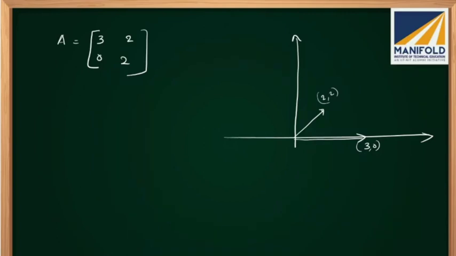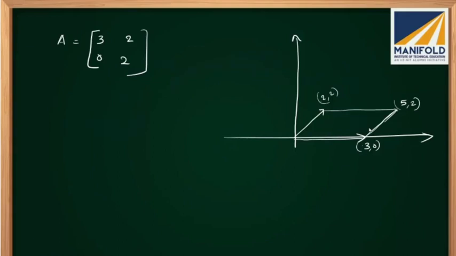Now, if I complete this parallelogram, you know this point will be 2 plus 3. So this will be 5 and 2, because 2 plus 0 is 2. 2 plus 3 is 5. Okay, this will be the parallelogram. Now, you know what is the area of that particular parallelogram?